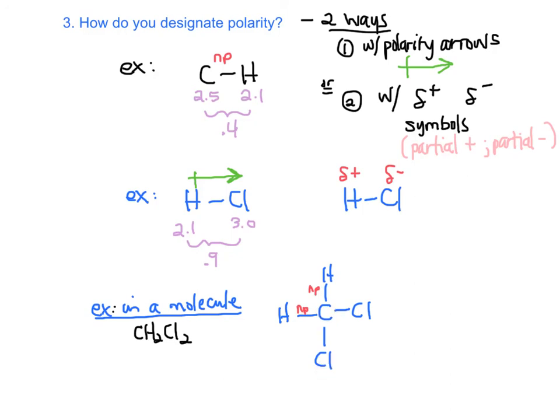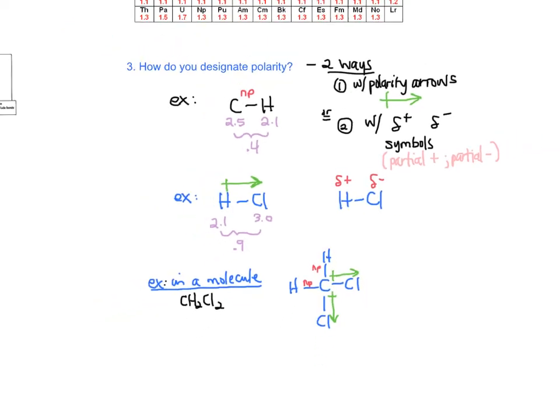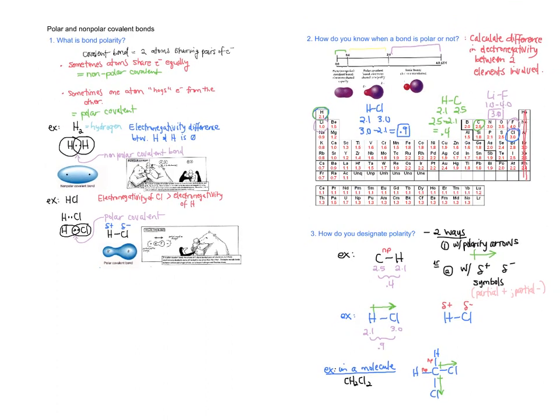The carbon-chlorine bonds are considered polar because carbon has an electronegativity of 2.5 and chlorine has an electronegativity of 3. So the difference between those is enough to be considered polar. And so polar towards the chlorine. So you should be able to show me that those two bonds are considered polar bonds by either using the arrow, or again, you could use the partial positive or partial negative symbols. So that brings us to the end of the presentation on polar and nonpolar covalent bonds.